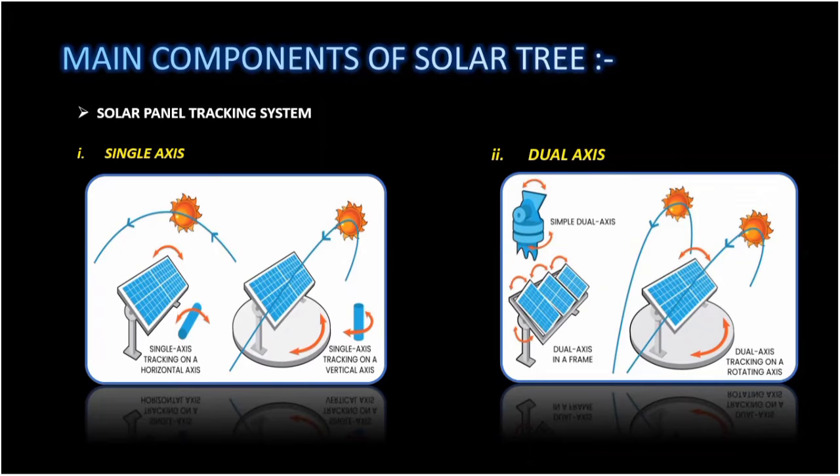The second one is the dual axis solar tracking system. A dual axis tracker allows your panels to move on two axes, aligned both north to south and east to west. This type of system is designed to maximize your sun energy collection throughout the year. It can track seasonal variation in the height of the sun in addition to normal daily motion.